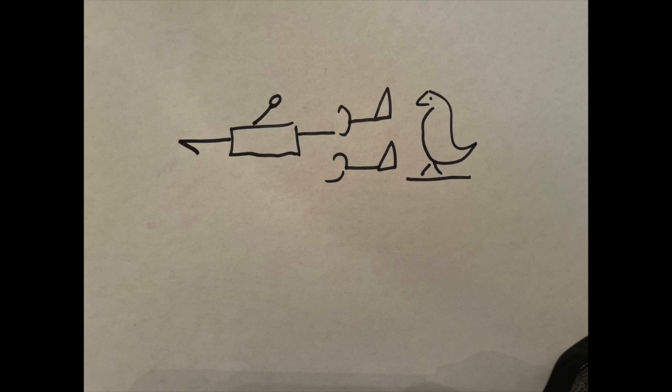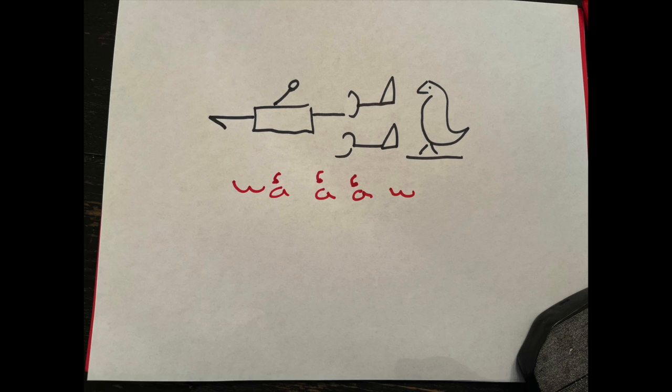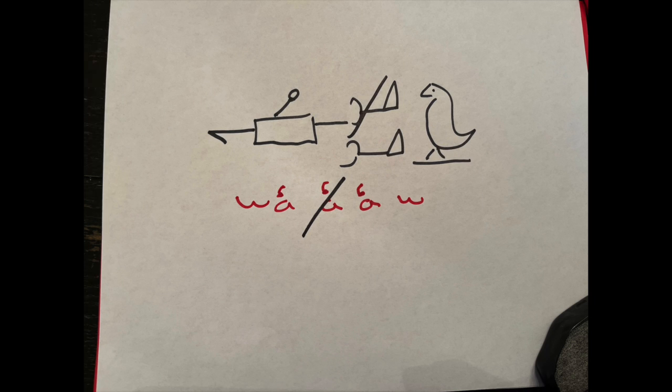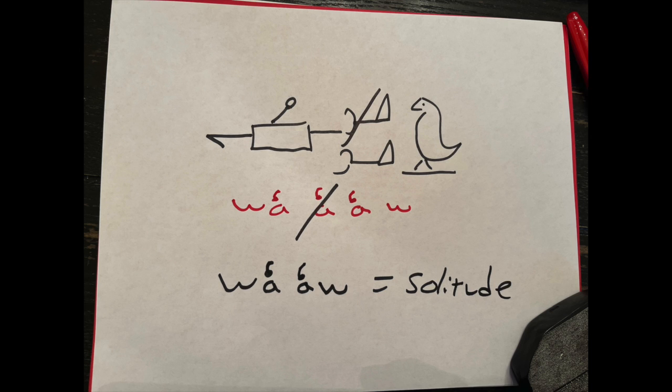Here's another one with our lovely harpoon for hunting rabbits. Harpoon, open hand, chick. So that would be wa'a'au. And an interesting one because it's an interesting reflection. And obviously the second A is canceled out, but that third A isn't because you can only cancel one. You don't cancel both. So it's W-A-A-W, wa'au, which is solitude. I guess kind of like one.